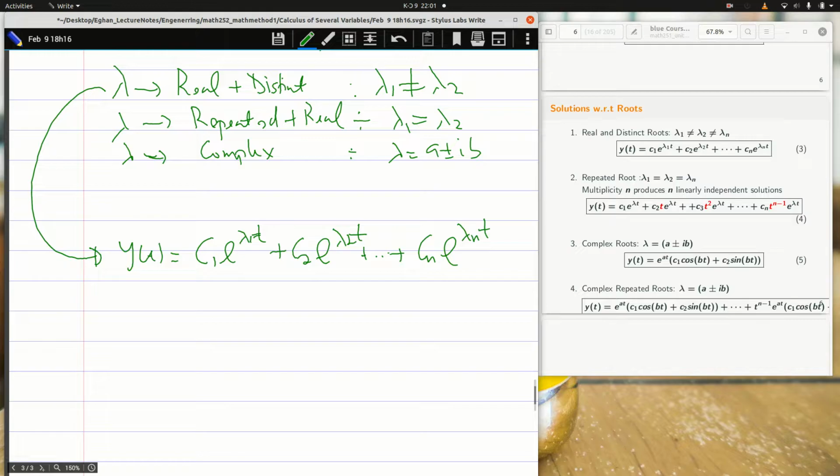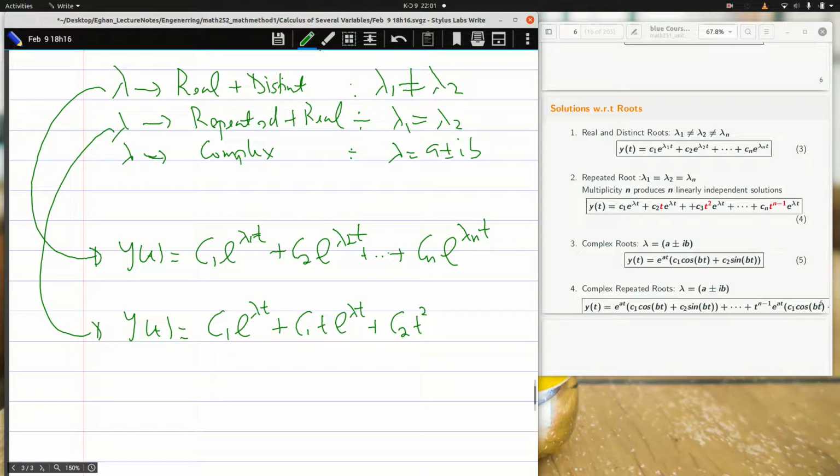If it's a repeated root, then my y(t) has a multiplicity of the t's. So c1 e^(lambda t), because they are the same, I have the second one as c2 t e^(lambda t), plus c3 t squared e^(lambda t), through to the last, c_n t^(n-1) e^(lambda t). Here it's assumed that I have t to the power 0. That is how you start the multiplicity.